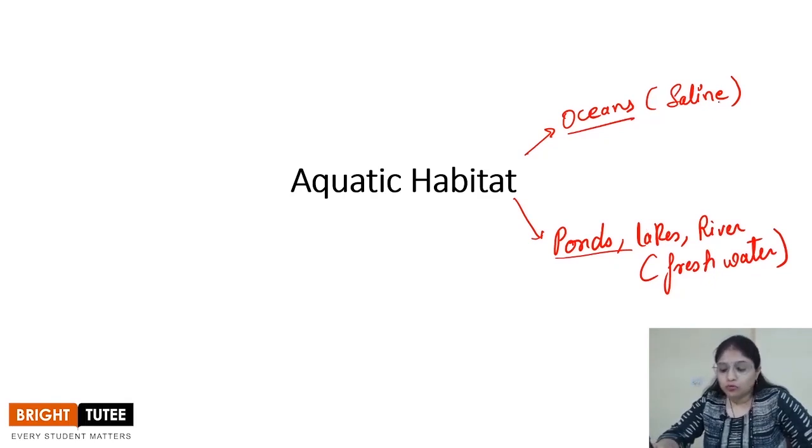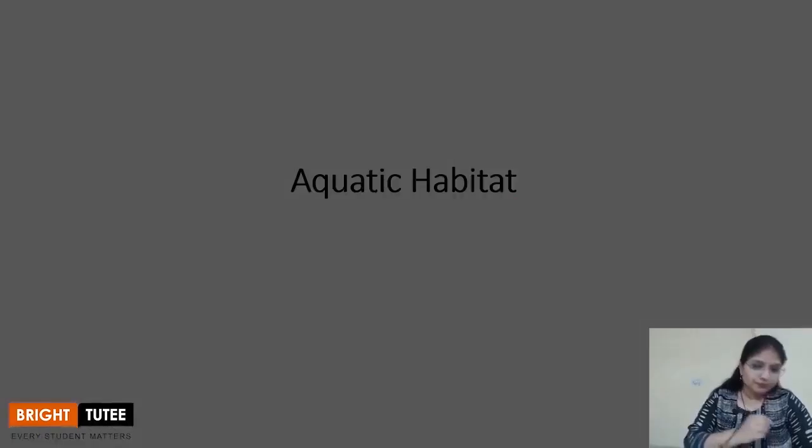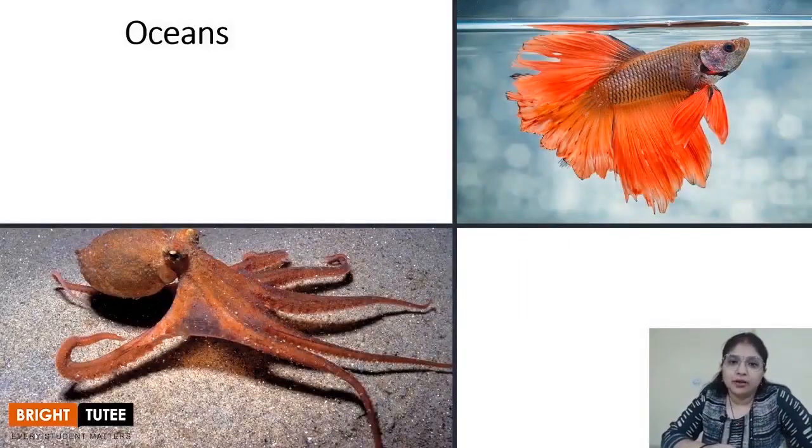Also, when we talk about oceans and ponds or lakes or rivers, there's a huge difference between them. For example, the ocean is a huge water body and it is very, very deep, whereas ponds, lakes and rivers are not as deep as oceans, right? So now let's move on and talk about oceans and the animals that live there.